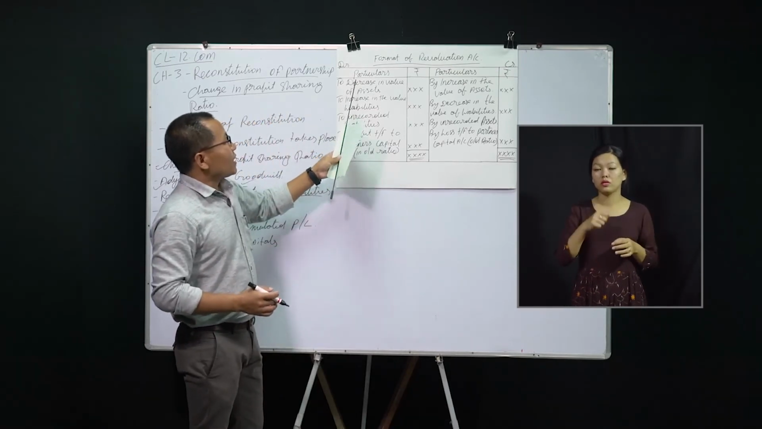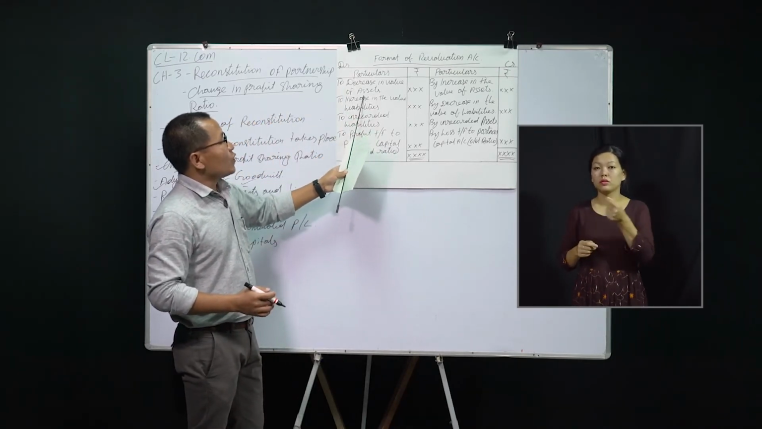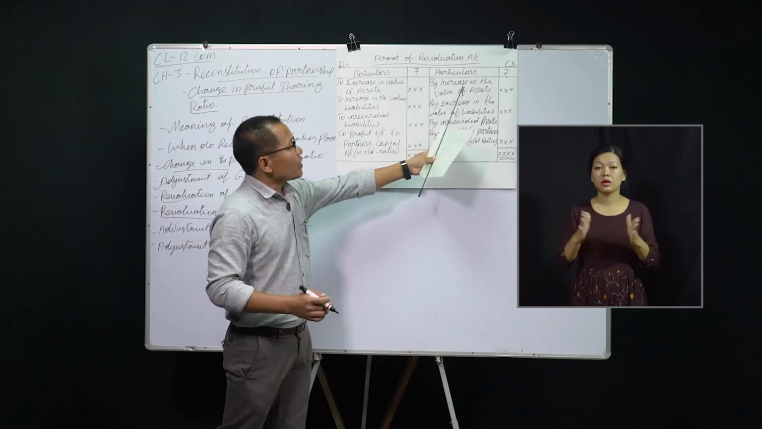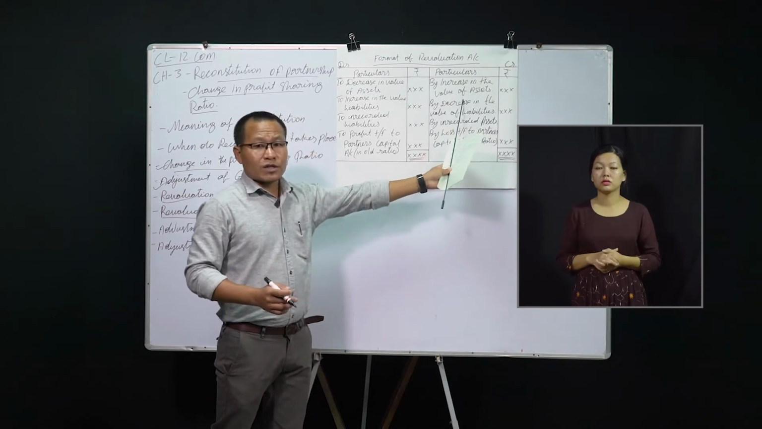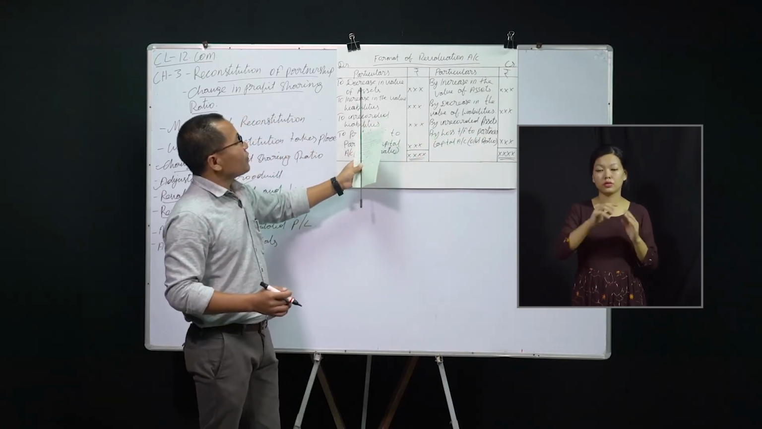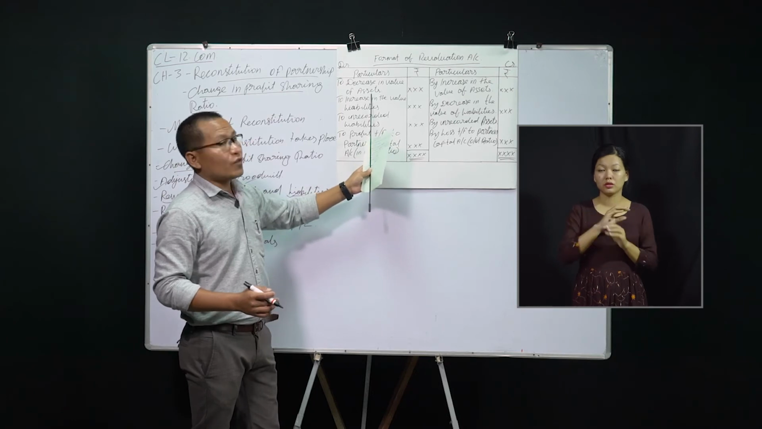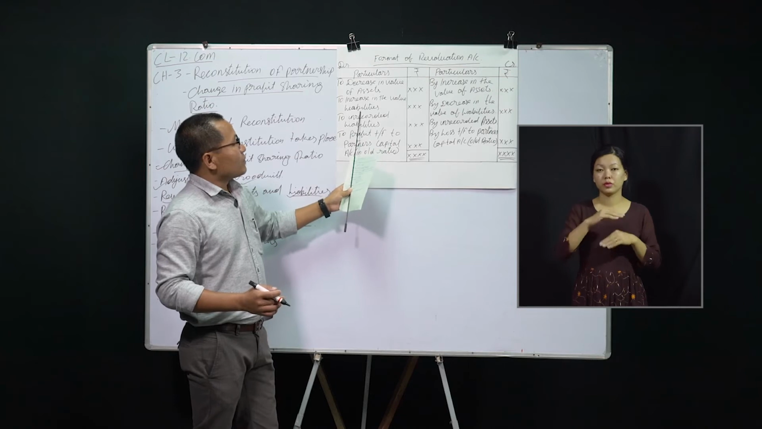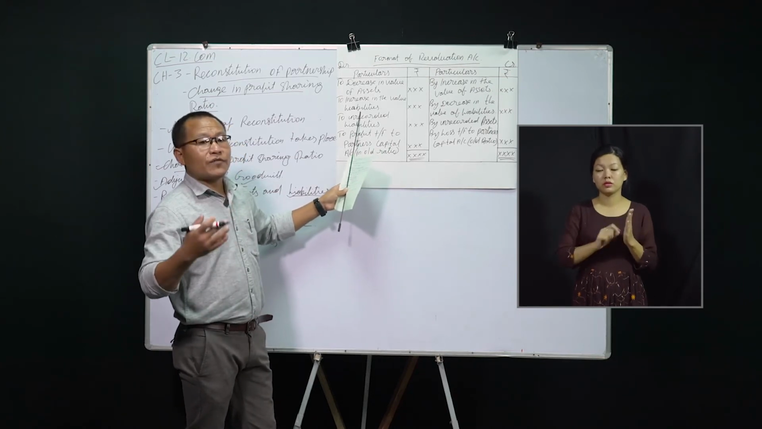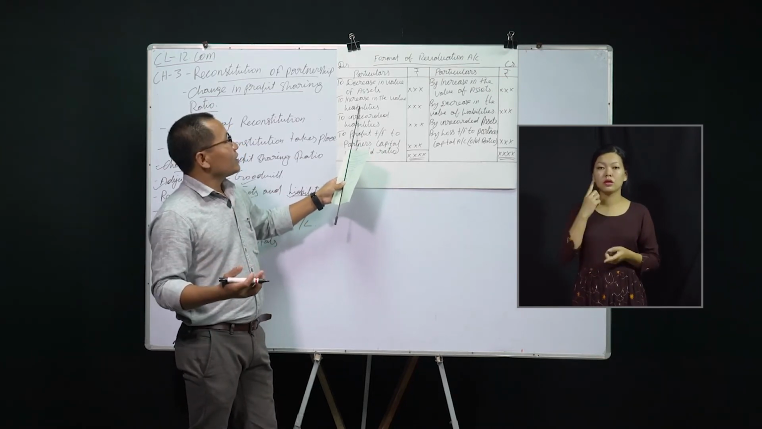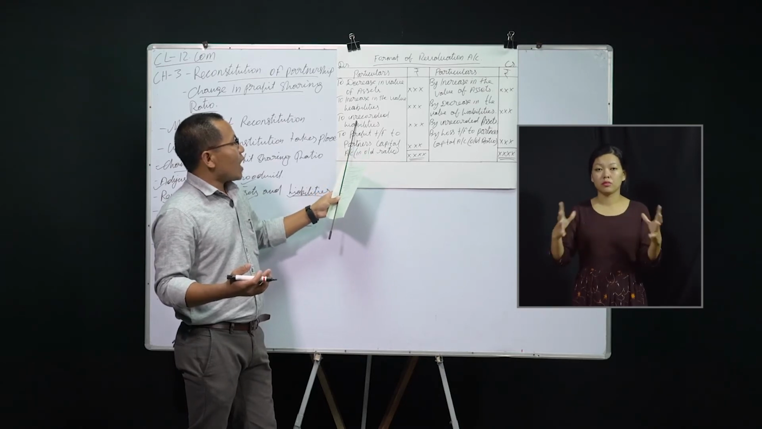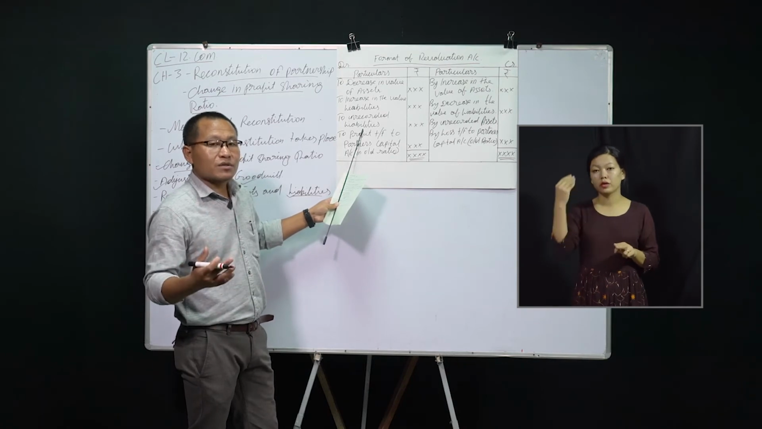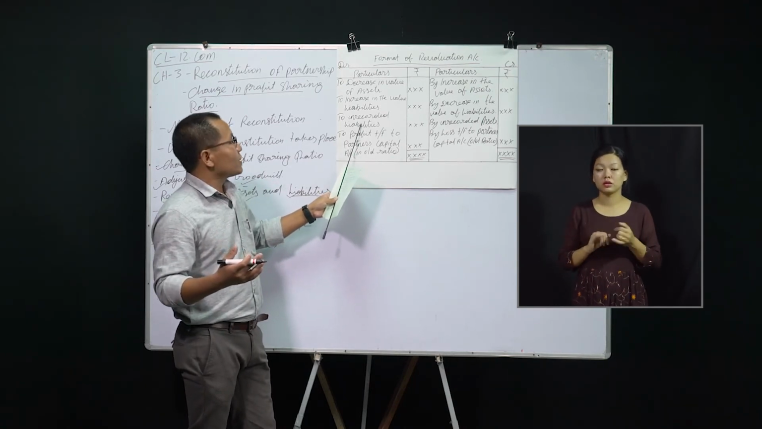On the debit side, you have "To decrease in the value of assets." It is just the opposite: here we are recording only the increase in the value of assets, but on the debit side we record the decrease. Then "To increase in the value of liabilities." If there is any increase in the value of liabilities, it is recorded here. Then "To unrecorded liabilities." If there are any unrecorded liabilities or debts, they have to be recorded on the debit side.